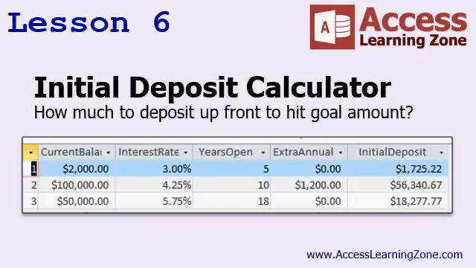The initial deposit calculator is good for planning for something like a future expense. Like if you want to save for a wedding or for college funds. Let's say you want to have $50,000 for the kids' college fund. You have an investment vehicle where you can get 5.75% back, and you know you're going to need that money in 18 years. How much money do you need to squirrel away right now to hit that goal in 18 years? Well, the amount here, Access tells me, is about $18,000. That's the initial deposit calculator. How much money do I need to invest now to have X amount of dollars in the future?